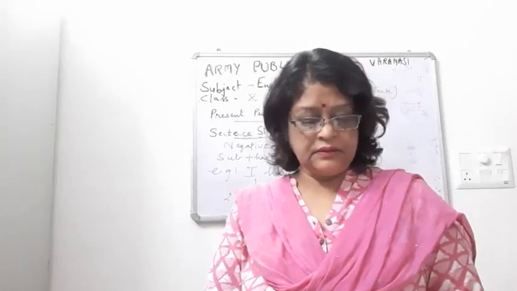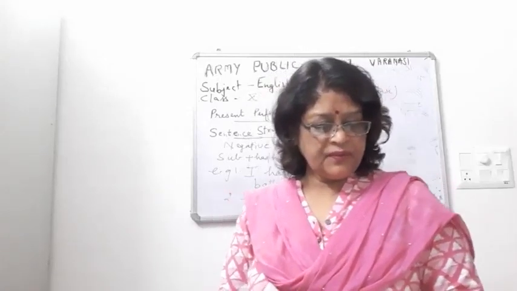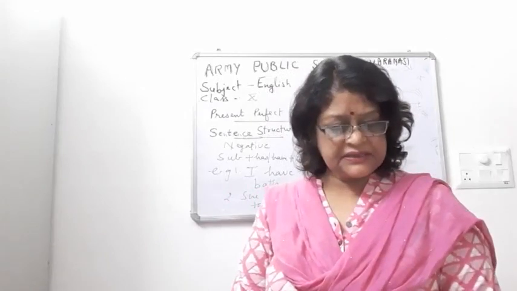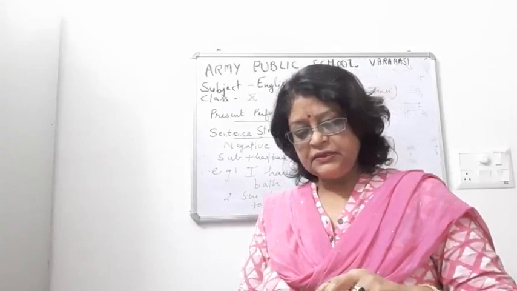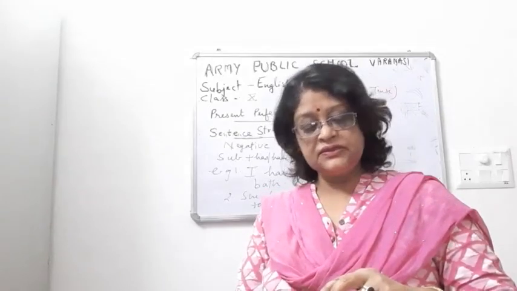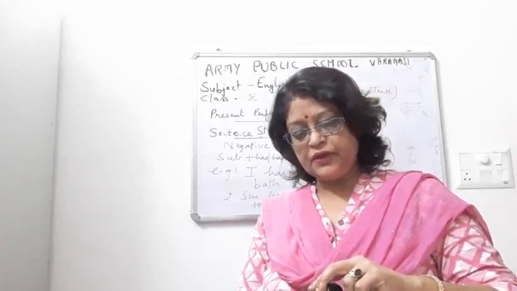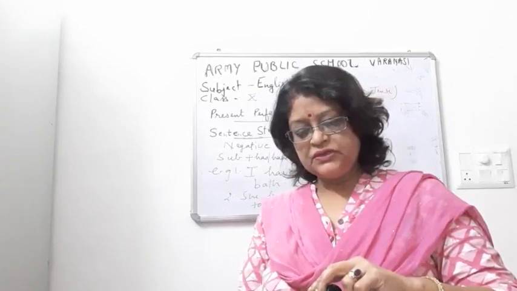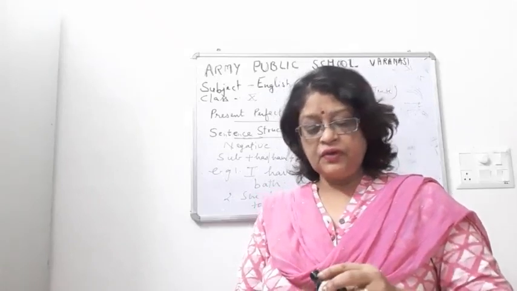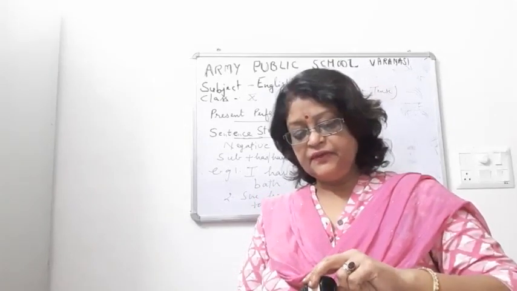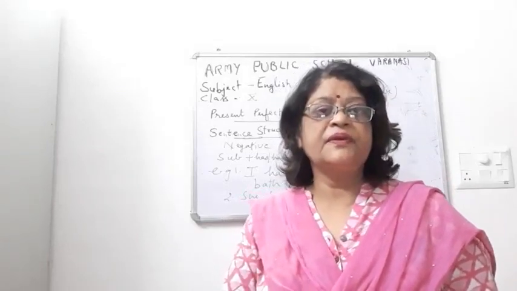So in present perfect, children, what is the formula for positive sentence? Subject plus have or has plus third form of the verb. Now you have to see this thing. This is the tense where we use third form of the verb. We use third form of the verb in all the perfect tenses, whether it is present perfect tense, past perfect tense, or future perfect tense.